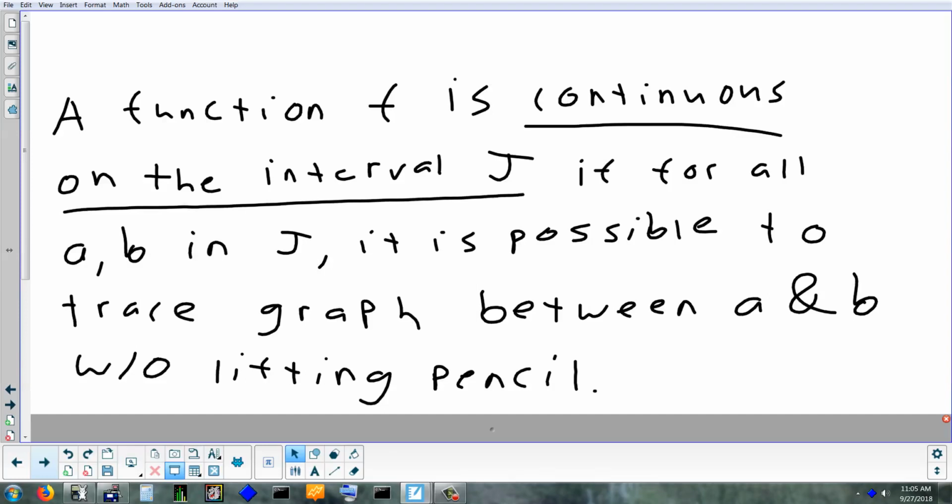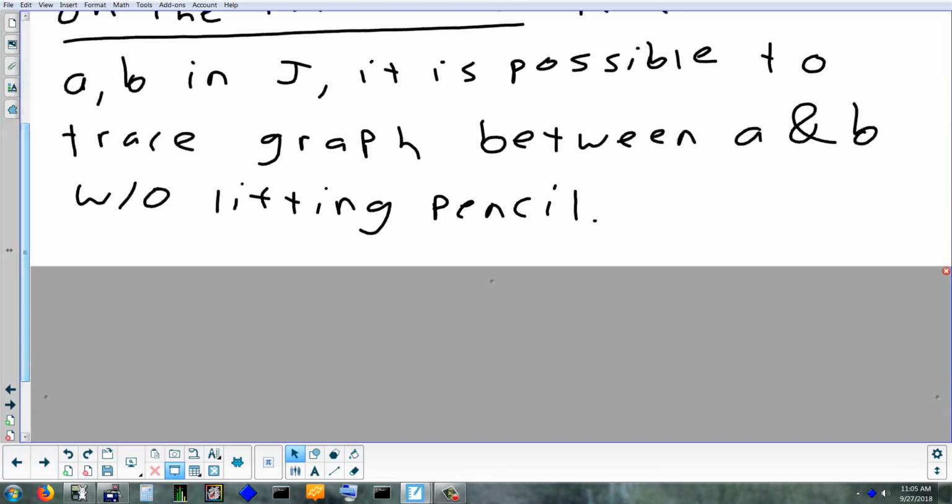I am going to define it a little bit more formally in a minute, but that's the basic idea visually. They tell you where to start, they tell you where to stop, and over that interval, the question is, can you trace from the start to the stop without lifting your pencil? If you can, that's called a continuous interval. If you can't, it's called discontinuous.